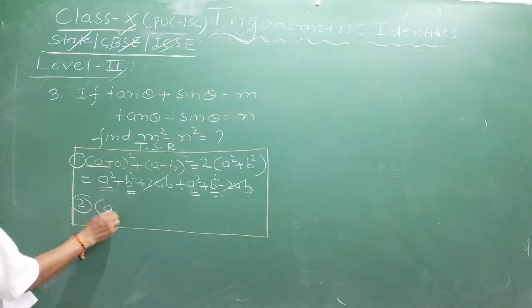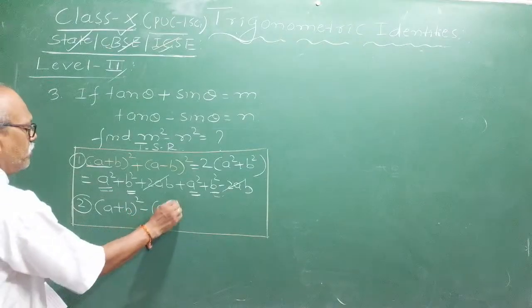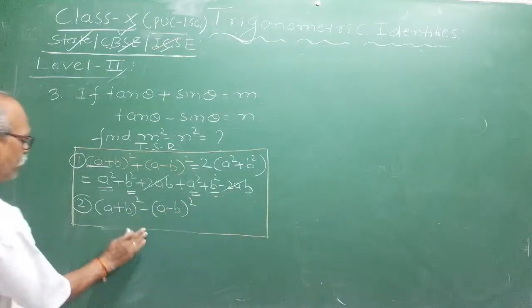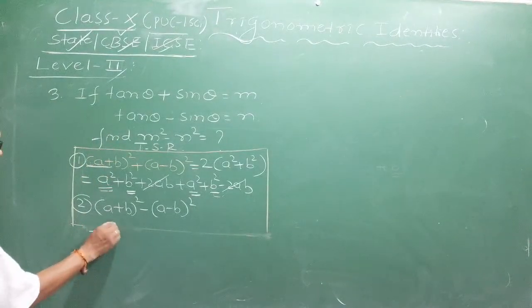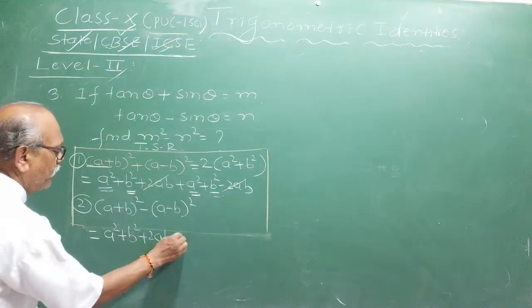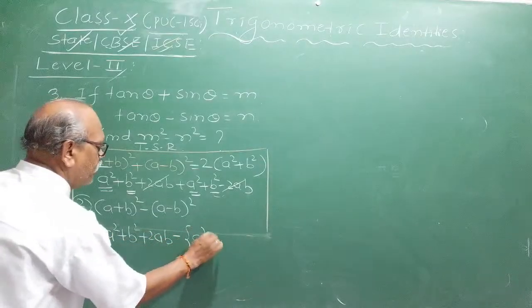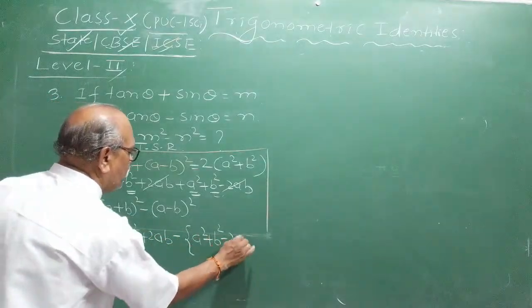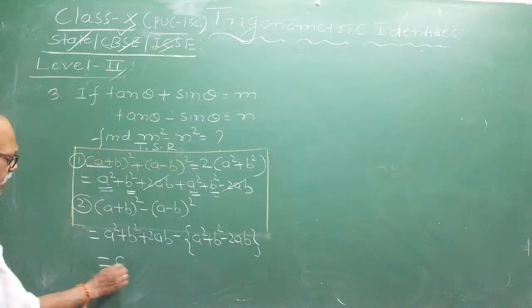Similarly, if you take (a plus b) whole square minus (a minus b) whole square, now try to get the expansion of it. That is equal to a square plus b square plus 2ab minus, use the bracket properly, (a square plus b square minus 2ab). I hope you are getting me. That reduces a lot of your burden.